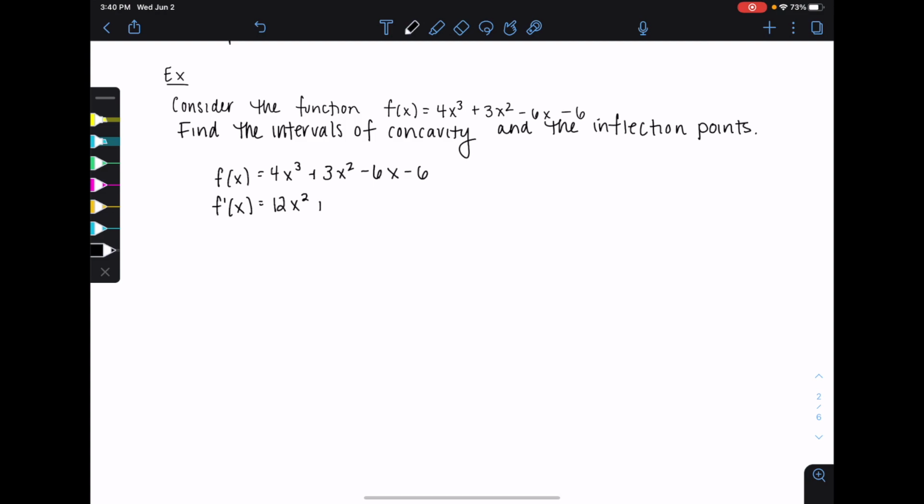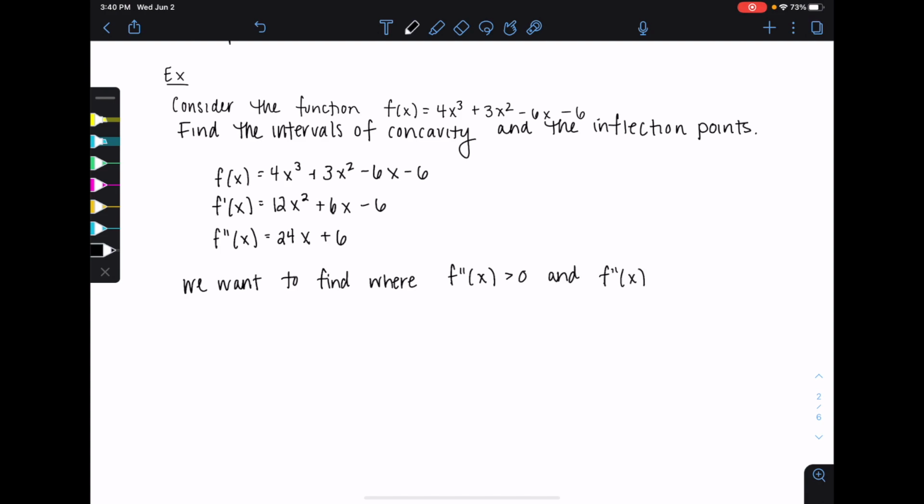So that was 12x squared plus 6x minus 6, applying that power rule. When we're dealing with intervals of concavity, we need that second derivative. So bringing the 2 down gives us 24x plus 6. So ultimately, we want to find where the second derivative is positive and where the second derivative is negative. So first, find where the second derivative is equal to 0.